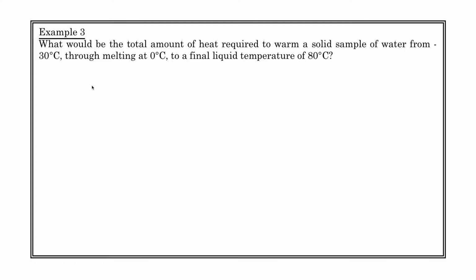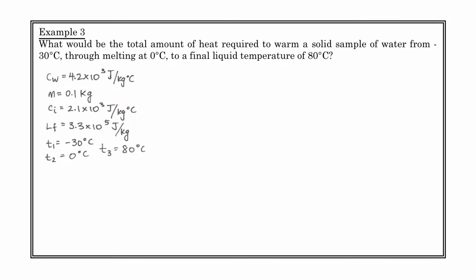So first of all, we have to think about what we're going to do here. So we have tons of constants. We've got the specific heat capacity for water, the specific heat capacity for ice, the latent heat of fusion for water. We've got initial temperatures, we've got midpoint temperatures, we've got final temperatures. Holy cow, we need a strategy to kind of solve this problem.